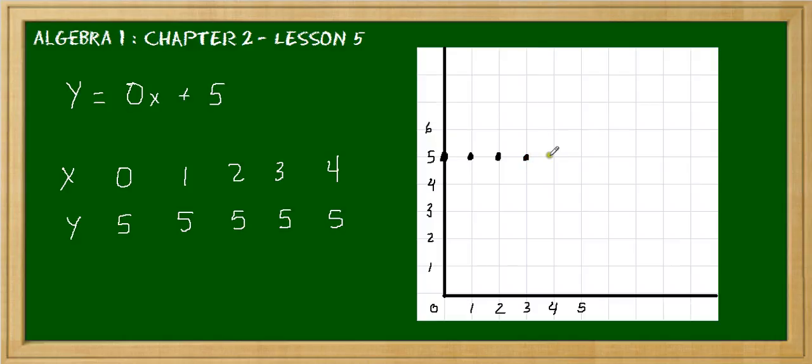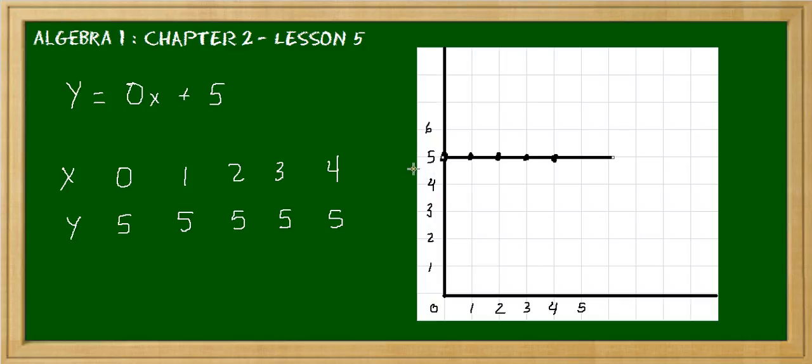And it seems like we're just going across in a straight line. In fact, what do you notice about this graph? Well, let's put the line across. What we're going to notice is that it's just a horizontal line going across. So no matter what value we use for x, the y value will be 5.